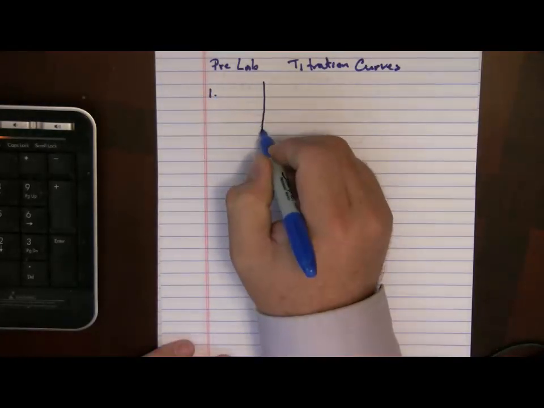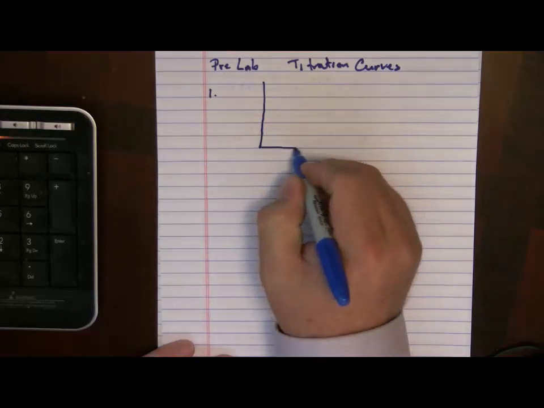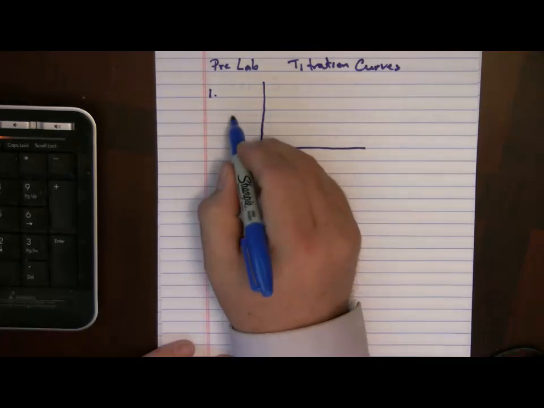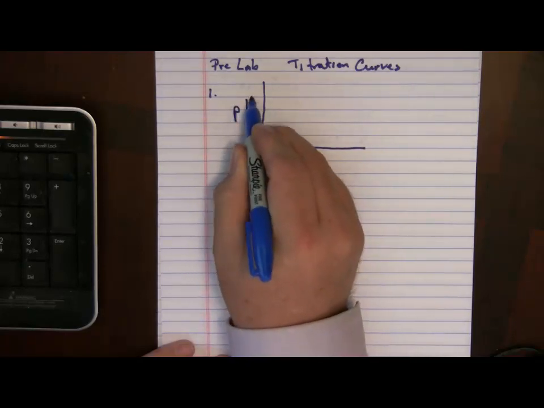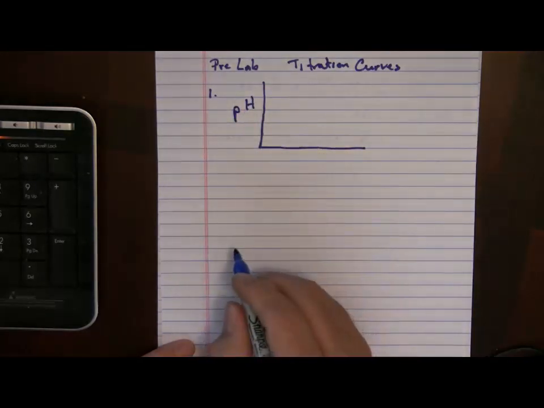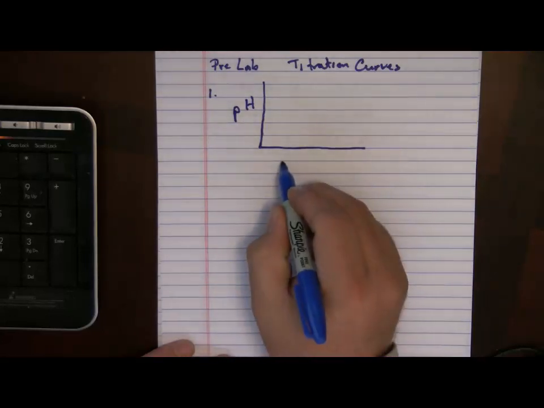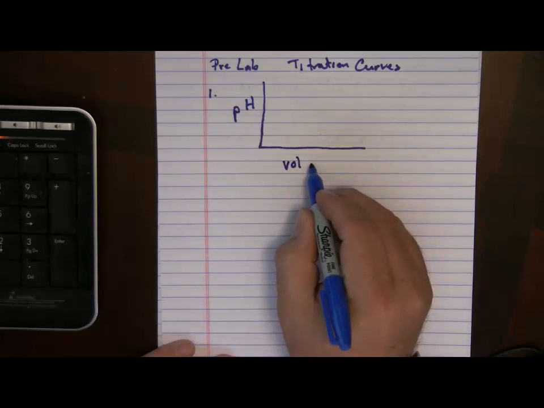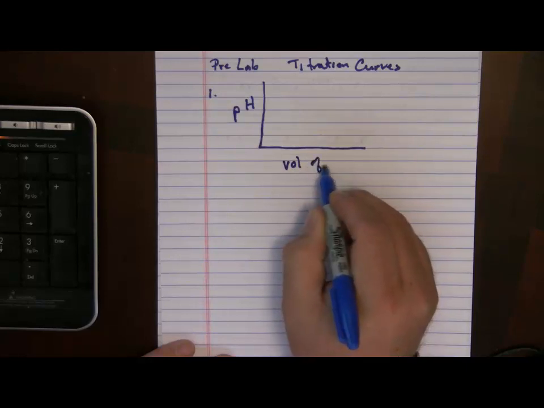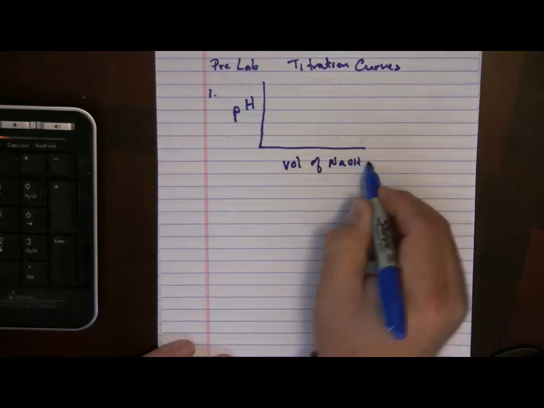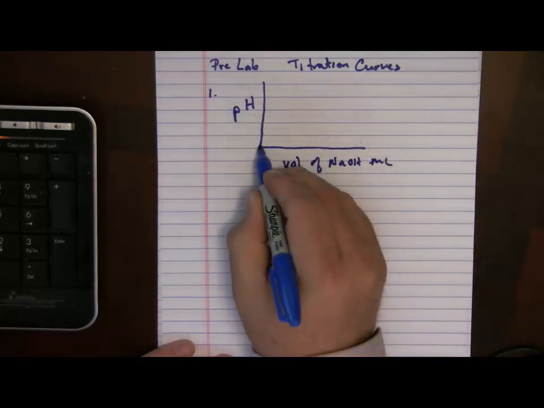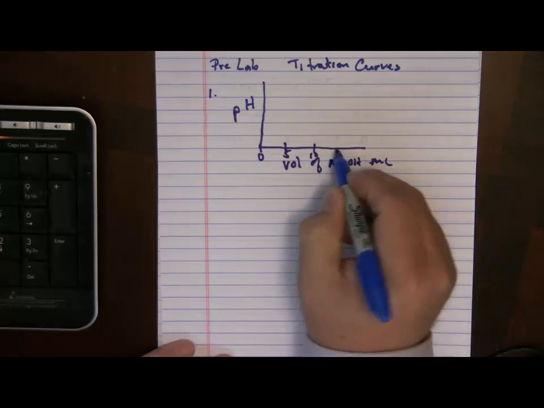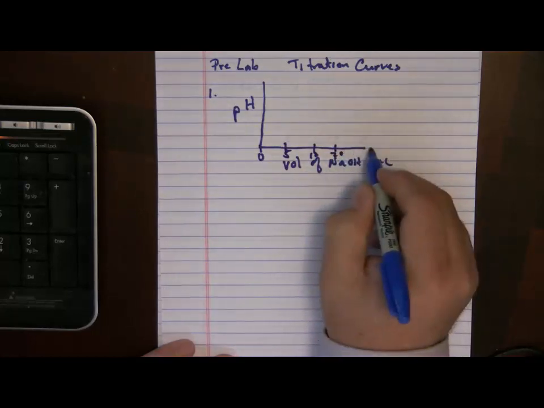axes? In the past we've done this in a variety of ways, but this is a titration curve, so it's going to be graphing the pH, and that's measured using a pH probe, versus the total volume. That's what's important here, volume of NaOH in milliliters. So 0, 5, 10, 20, and so on.